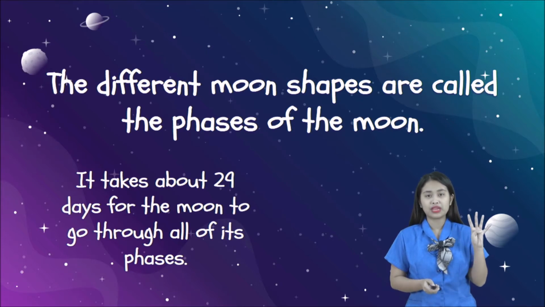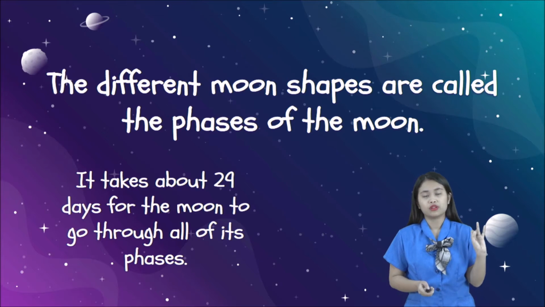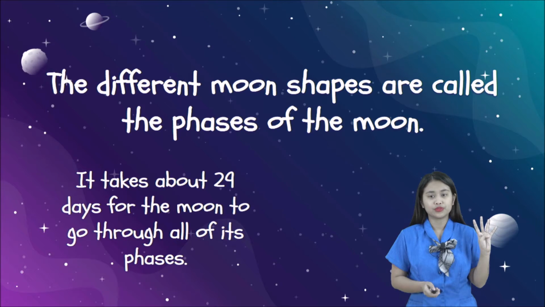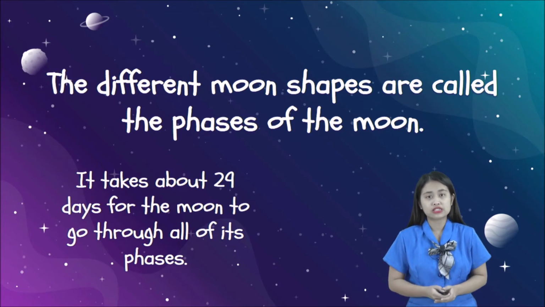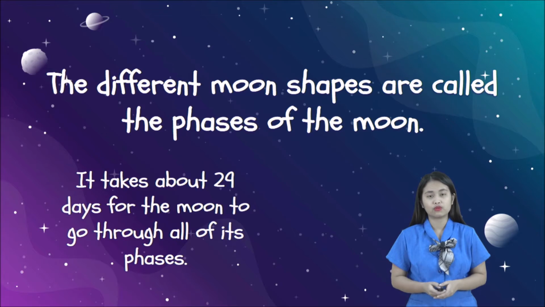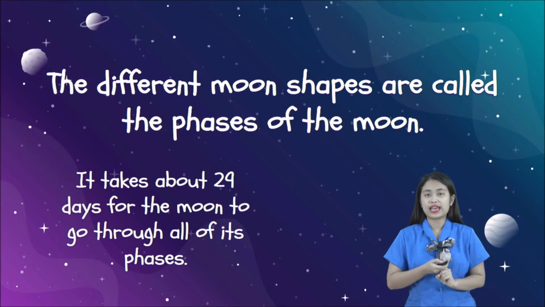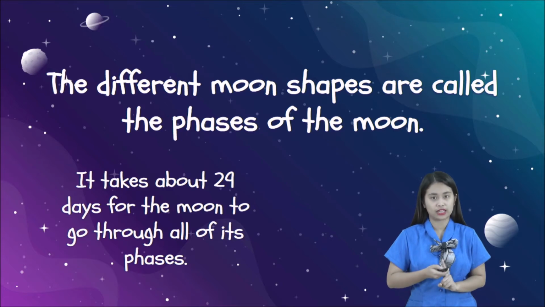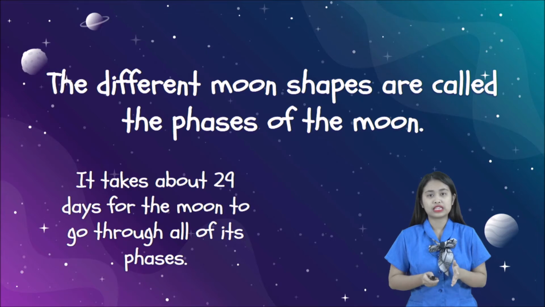The four main phases that I've mentioned a while ago are full moon, first quarter moon, third quarter moon, and the new moon. So you have to remember that it takes about 29 days for the moon to go through all of its phases. Again, when we say new moon, this is when you cannot see any reflection of light from the sun. Next is the first quarter moon, only half is reflected.